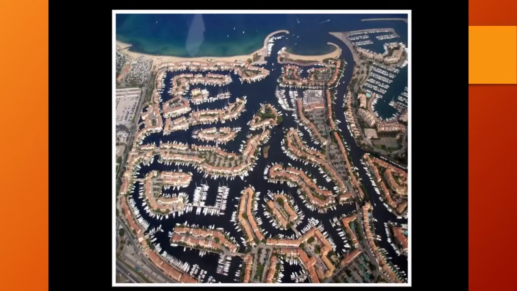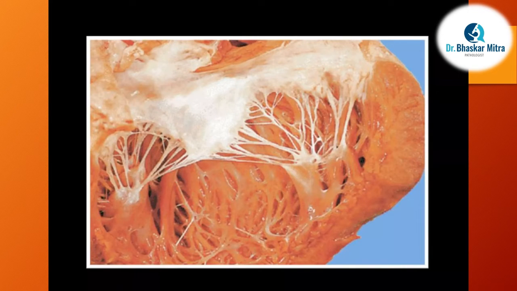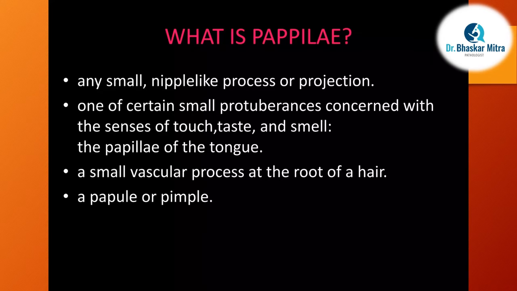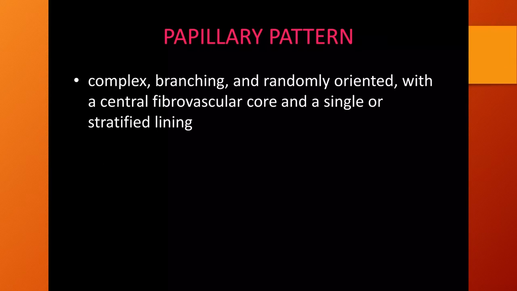Now what we see is a small crypt with small papillary-like areas going here and there. These are small nipple-like processes or projections, like the small protuberances of papillae we see on the tongue, or the small vascular papillae of the roots of the hair. These are the papillary architecture.